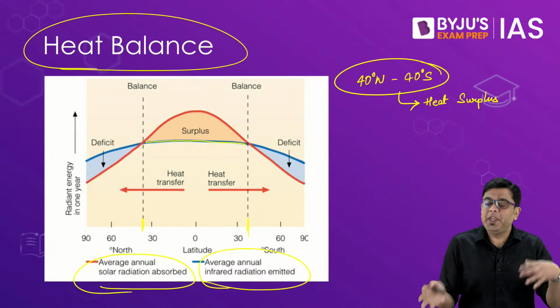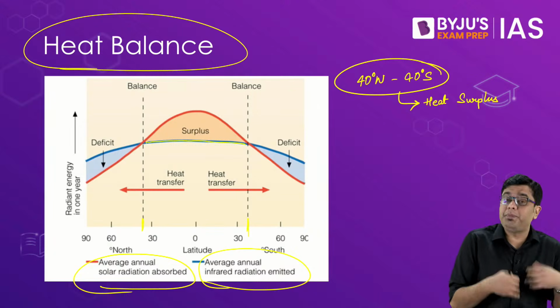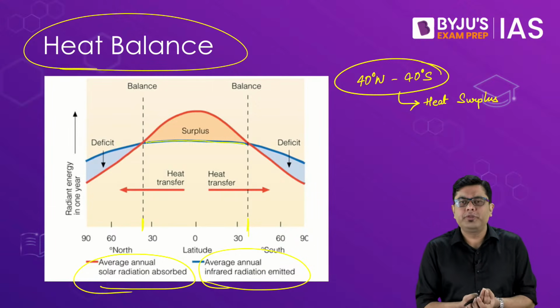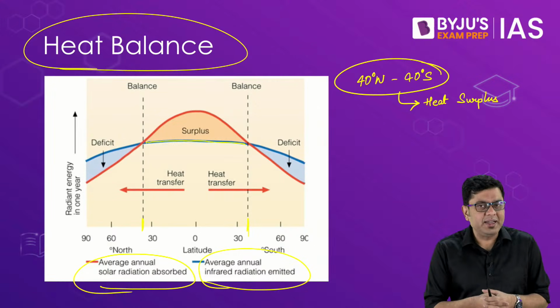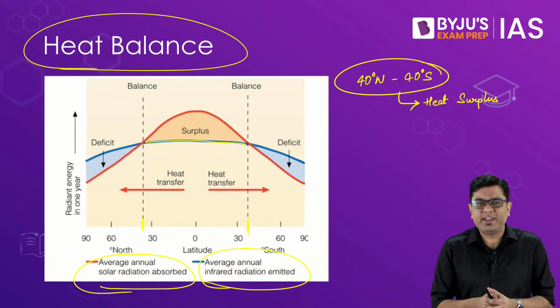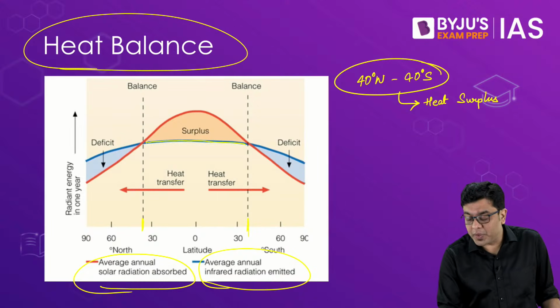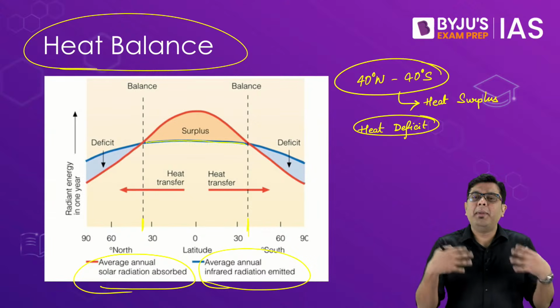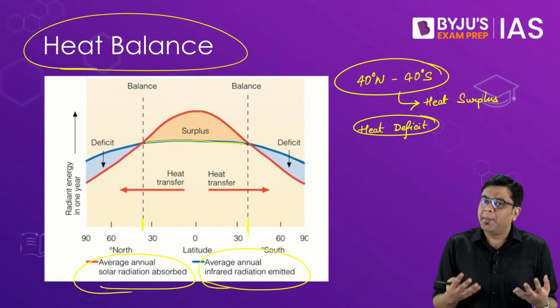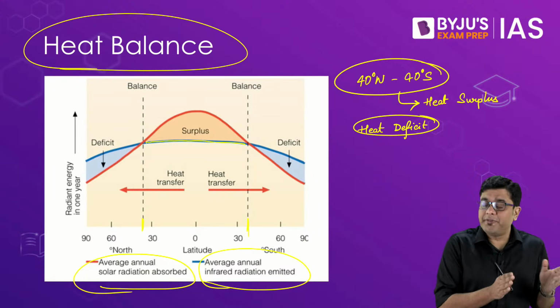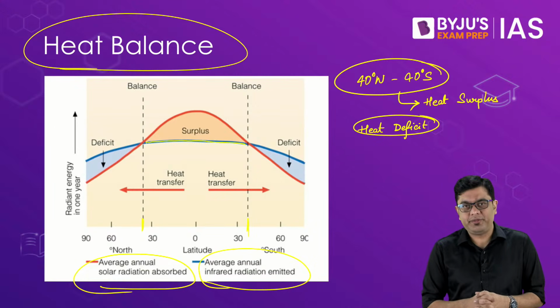Okay? And if we take a look at the areas beyond that, that is the higher latitudes, obviously the amount of solar insolation which is received is significantly less. As a result of that, these areas suffer from a perpetual heat deficit. In these areas, the planet loses a larger amount of heat as compared to the amount of heat gained. That is why these areas suffer from what we refer to as heat deficit.